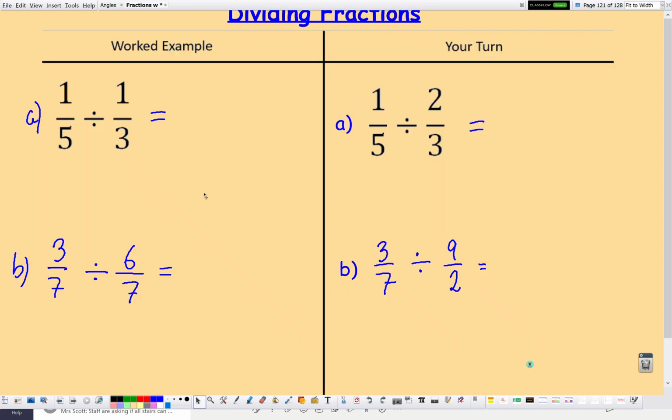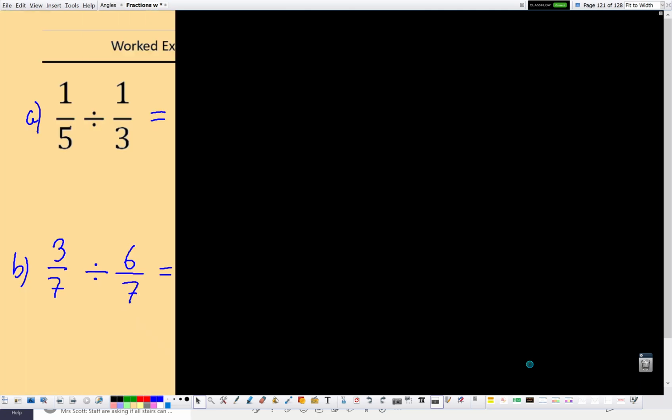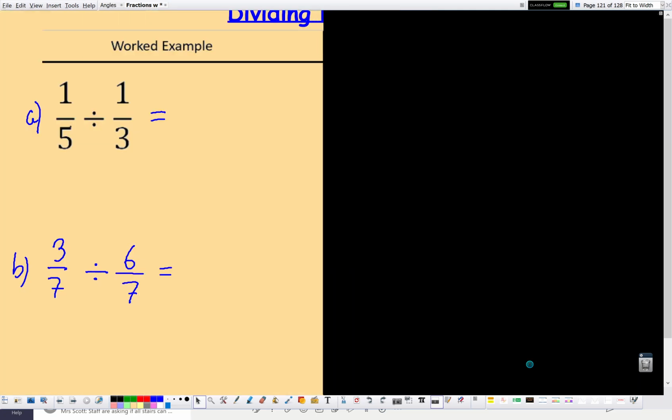Okay, so on the left, this is our 2 that we're going to do. So copy down these two. So it's 1/5 divided by 1/3, and then I've got 3/7 divided by 6/7. Okay, so just copy those two down. These are our examples. I'll do them with you.